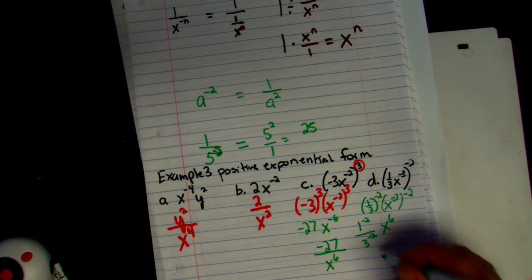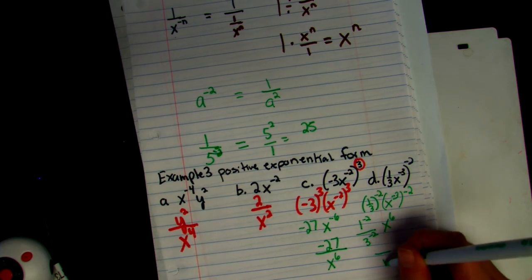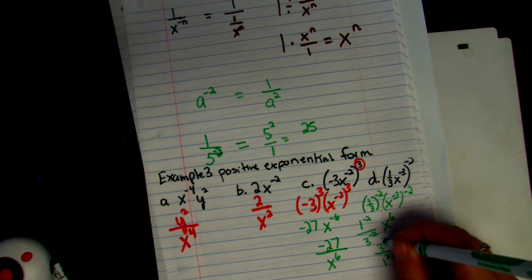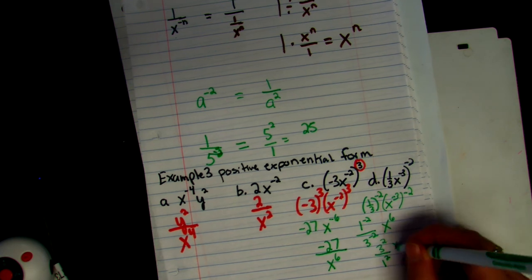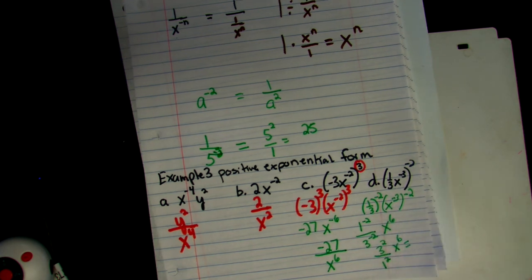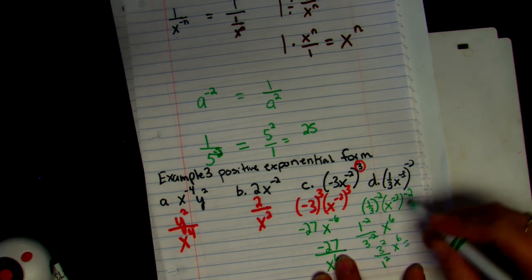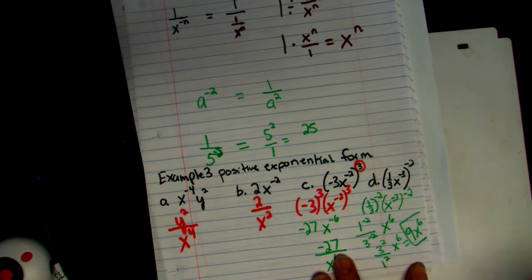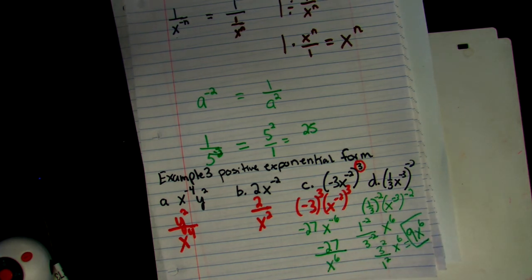Now all we have to do is take care of these negative exponents. So the 1 to the negative 2 is going to move to the bottom, become 1 to the positive 2. This 3 to the negative 2 that was in the denominator is going to move to the numerator and become 3 to the positive 2. And then we still have x to the 6. And 3 squared is equal to 9, and then 1 squared is equal to 1. And 9 over 1 is just 9. So we have 9x to the 6. Okay, great. Let's go ahead and move on.